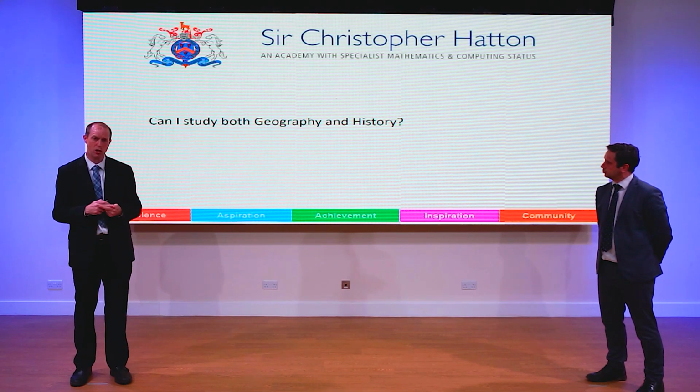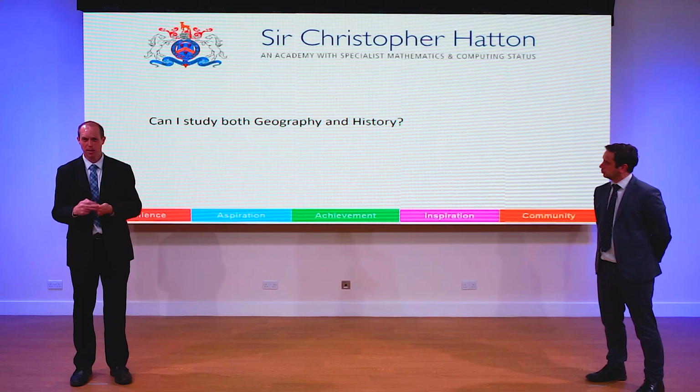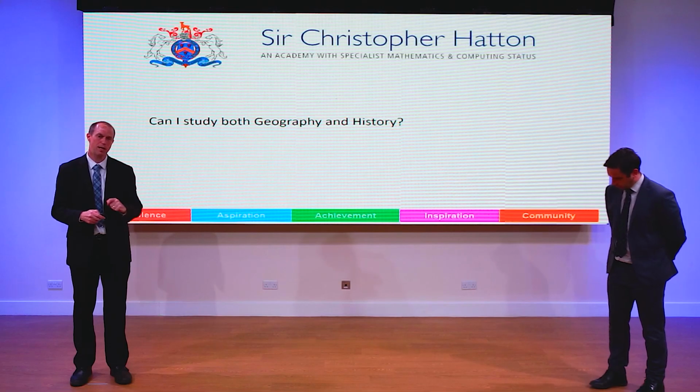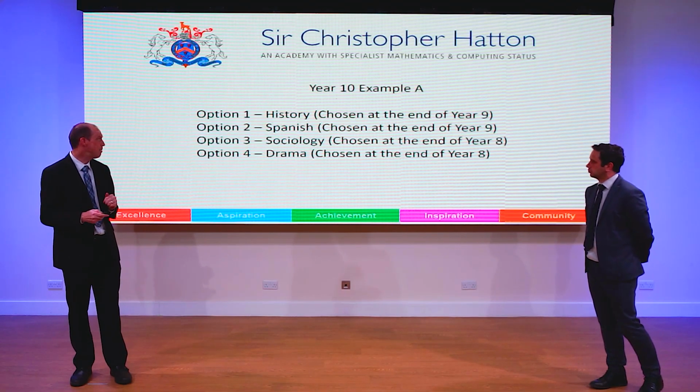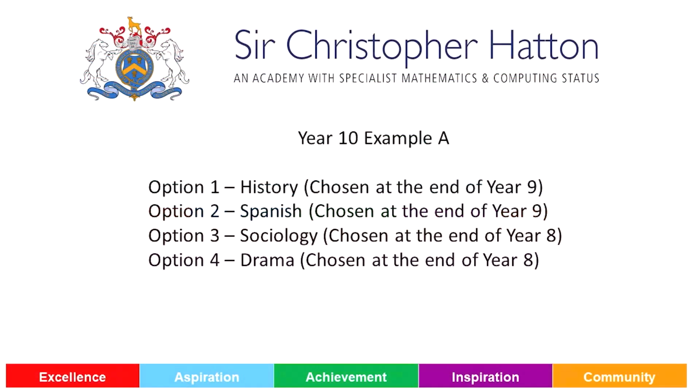So you choose 2 options at the end of year 8 in studying them. You could get rid of one of those and replace it with either history or geography. Now, to help make this a bit clearer, I've got a few examples. So the first example is the traditional example. The vast majority of you will probably go down.